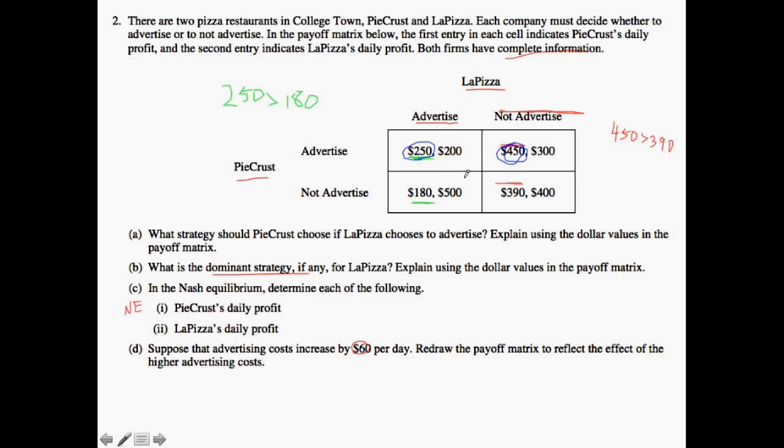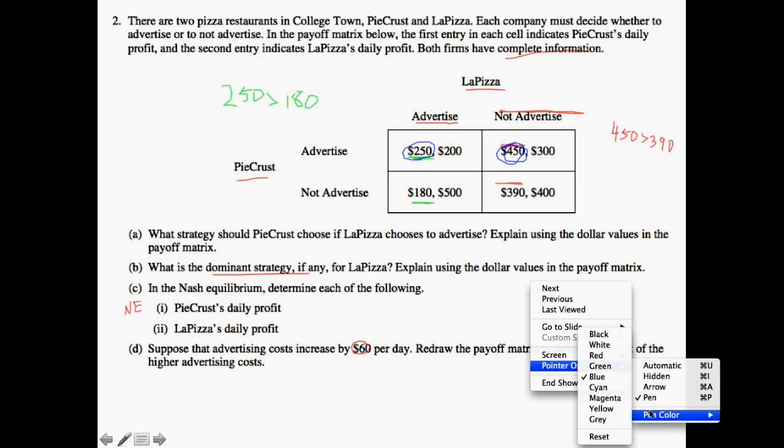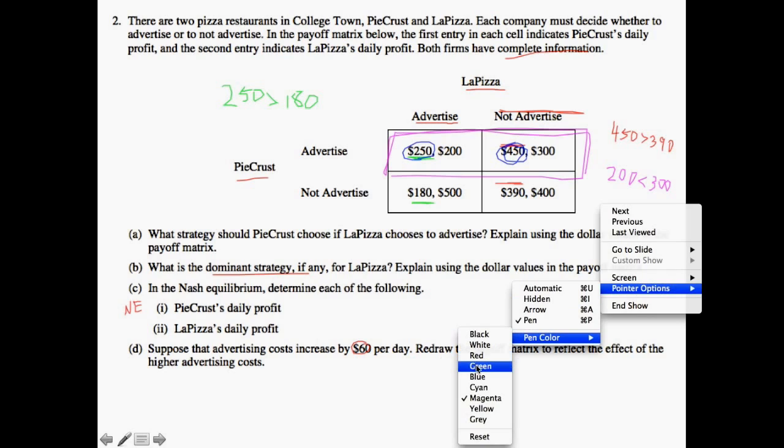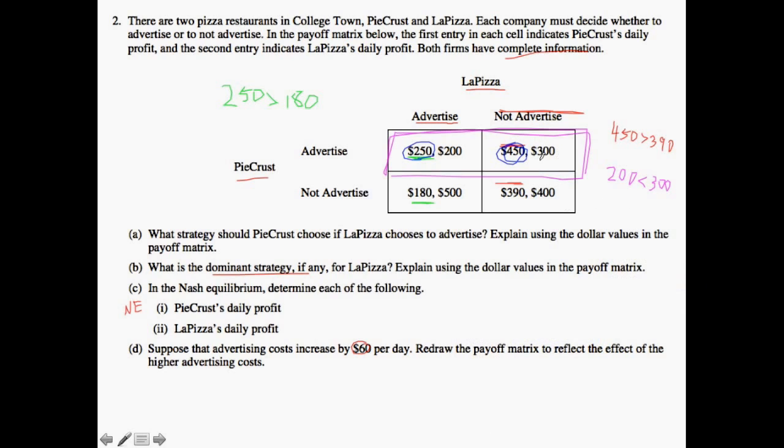Now let's think about La Pizza's reactions and decisions to advertise or not advertise based on Pie Crust's actions. So, in this case, we're going to imagine that Pie Crust just advertises. So in other words, just look at this top portion of the payoff matrix. Okay? So now, will La Pizza advertise or not advertise? Well, in this case, we're comparing 200 to 300, and we know that 300 is going to be greater than 200. And therefore, we know that La Pizza would go ahead and not advertise if Pie Crust were to advertise.